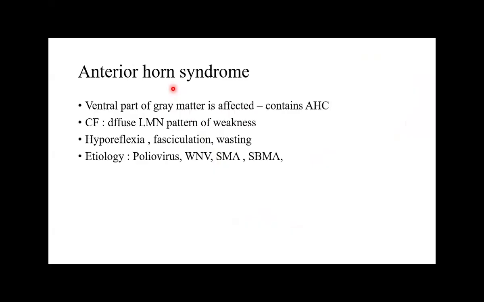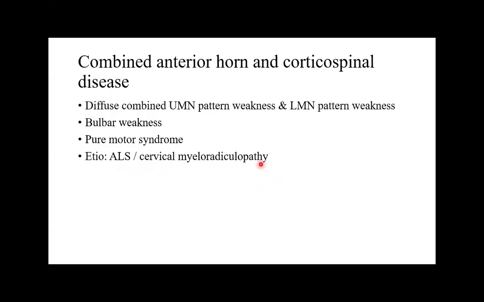Then coming to anterior horn syndrome, here the ventral part of the gray matter is affected that contains the anterior horn cell. Clinically, they present with a diffuse LMN pattern of weakness with hyporeflexia, fasciculation, and wasting. Etiologies described are poliovirus, West Nile virus infection, spinal muscular atrophy, spinobulbar muscular atrophy.